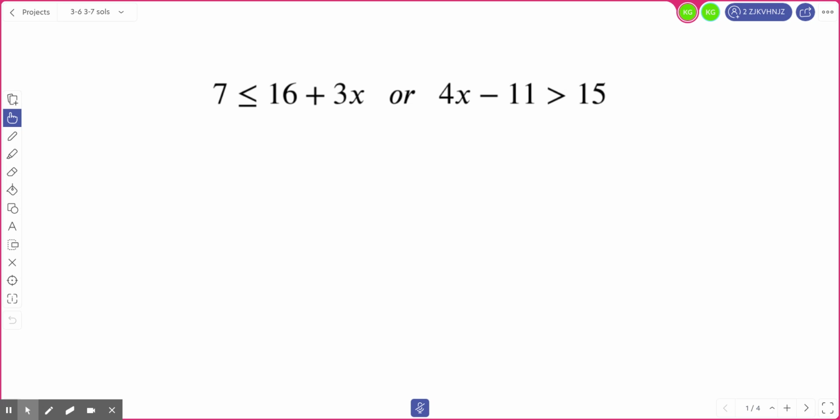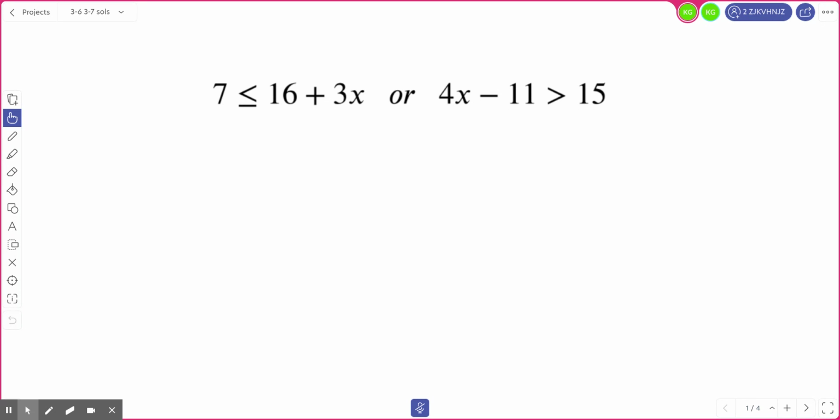Okay, these are the solutions to Mastery Check 3637. All right, for this first one, we have an OR inequality. So we need to solve each side of this for x, and then rewrite our OR inequality.